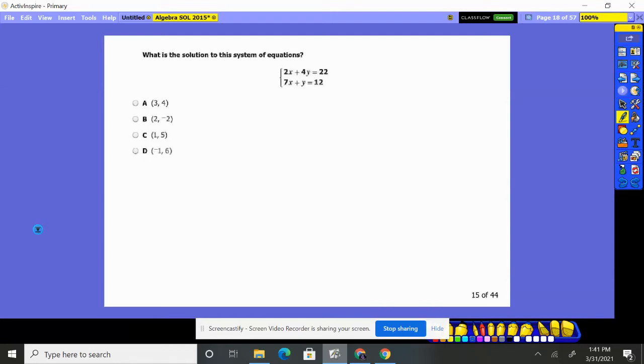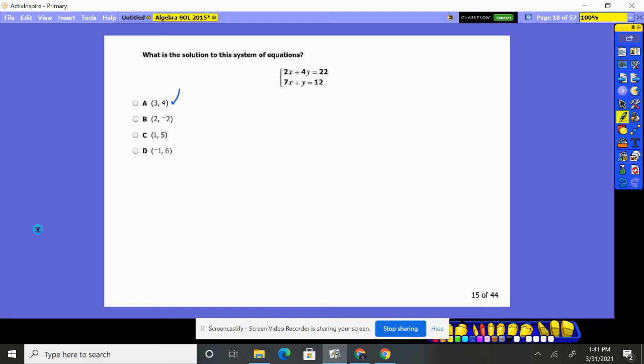Number 15, what is the solution to this system of equations, 2x plus 4y equals 22 and 7x plus y equals 12? We want to solve this to find the x and y that makes both equations true. Now, normally we would have to tackle this ourselves, and we could do it that way. Or in this case, they make it easy.